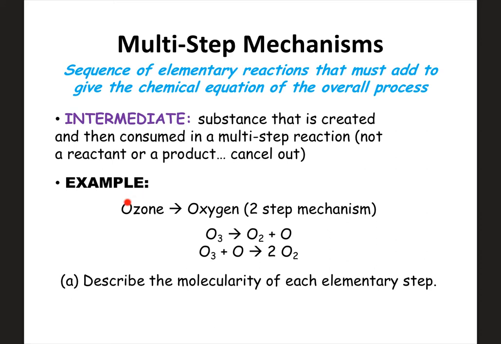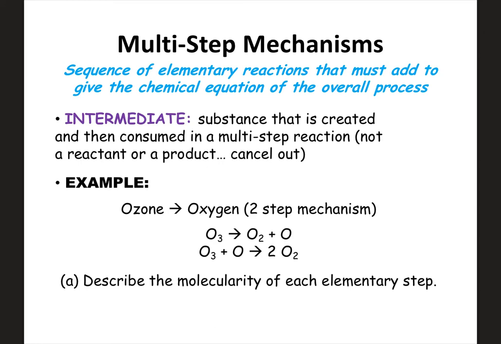It says here we have ozone going to oxygen in a two-step mechanism. So we see O3 breaking down to O2 plus O, then we have O3 plus O going to 2O2. All right, so each of these steps, because this is a mechanism, would be an elementary step. That's very important here. So the first question says, describe the molecularity of each elementary step.